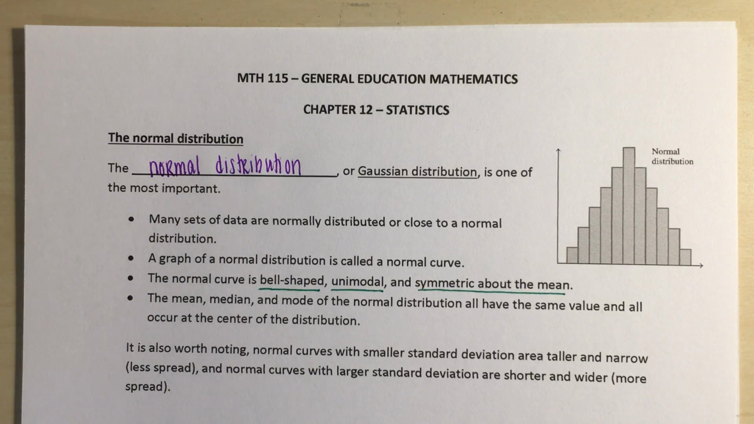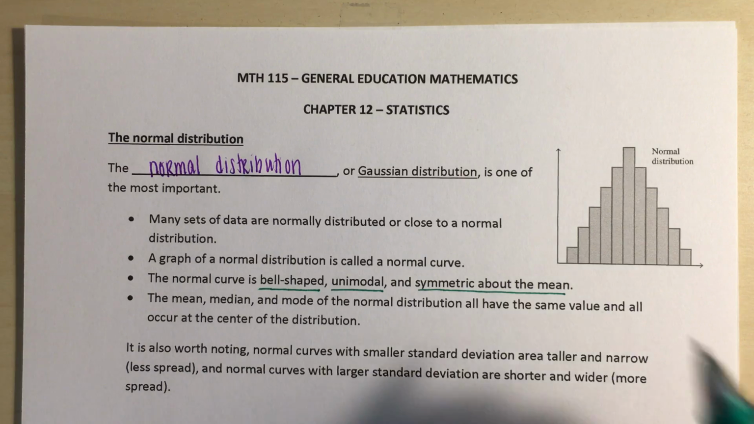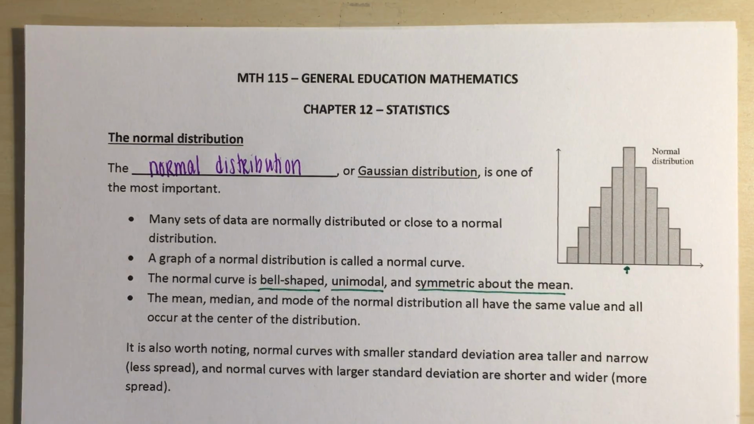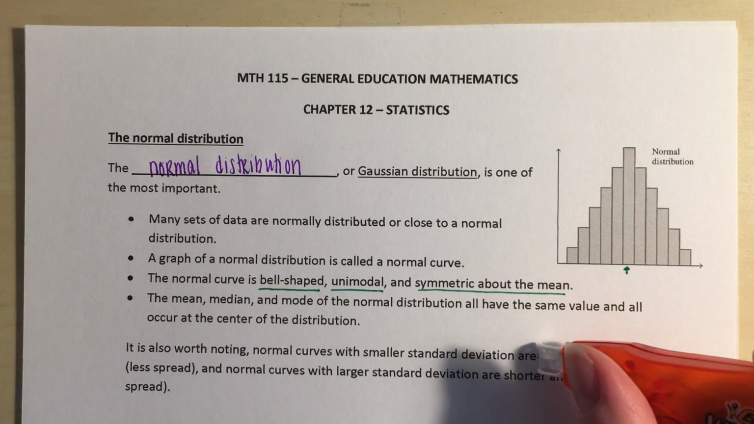One of the reasons that this is such an important distribution is the mean, median, and mode of the normal distribution all have the same value and all occur at the center. So looking at this, that means unlike our skewed distributions that we saw before, right here in the middle, that is where our mean, our median, and our mode all live. It's also worth noting normal curves with smaller standard deviations are taller and narrow, and normal curves with larger standard deviations are shorter and wider. They're more spread out. Okay?